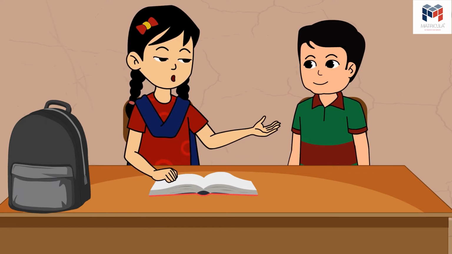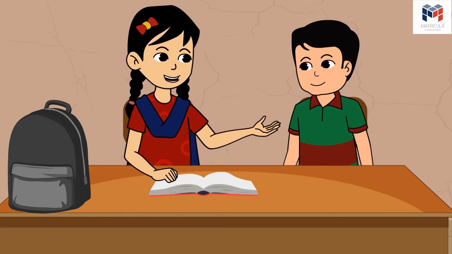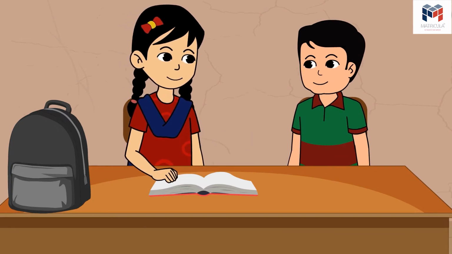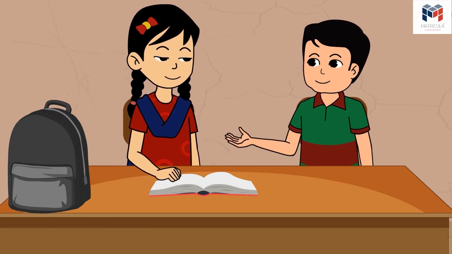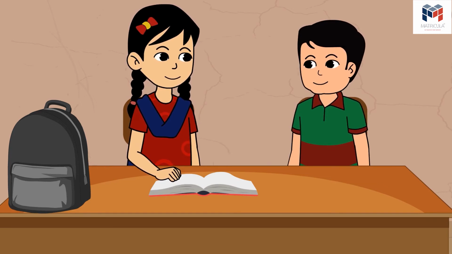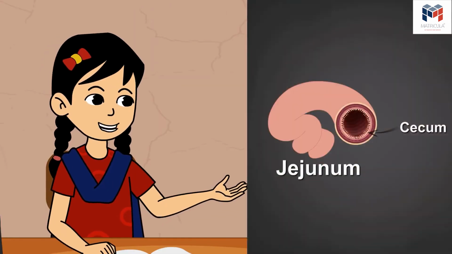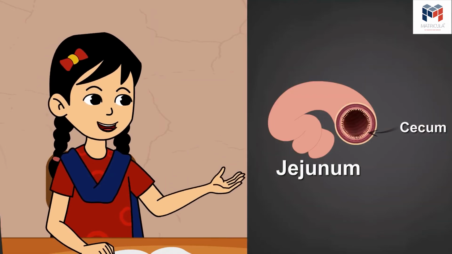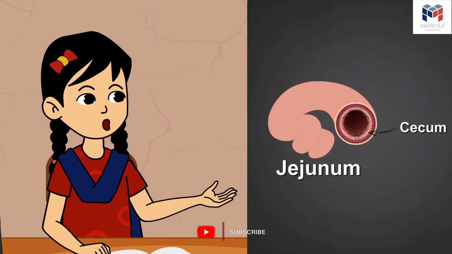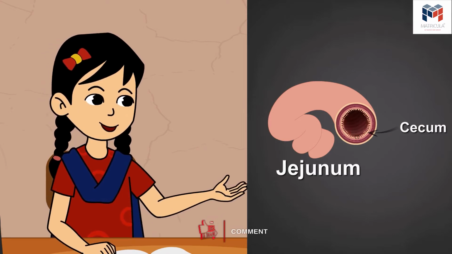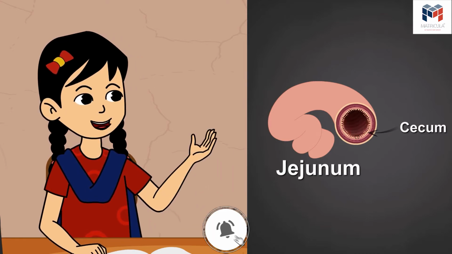Do you know, Sonu, the food is digested and absorbed in the small intestine. Absorption? How does that happen? The digested food passes through the blood vessels in the small intestine. This process is known as absorption. There are a lot of blood vessels in the small intestine.